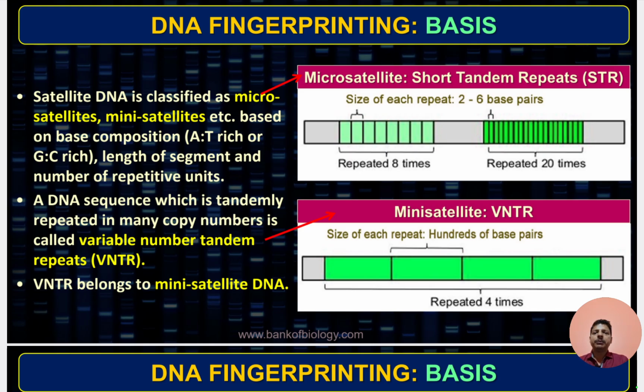A DNA sequence which is tandemly repeated in many copy numbers is called variable number tandem repeats, VNTR. VNTR belongs to the satellite DNA. As you can see, in an STR, short tandem repeat, the unit is repeated 8 times or 20 times, and in VNTR, the size of each repeat is hundreds of base pairs, repeated 4 times.